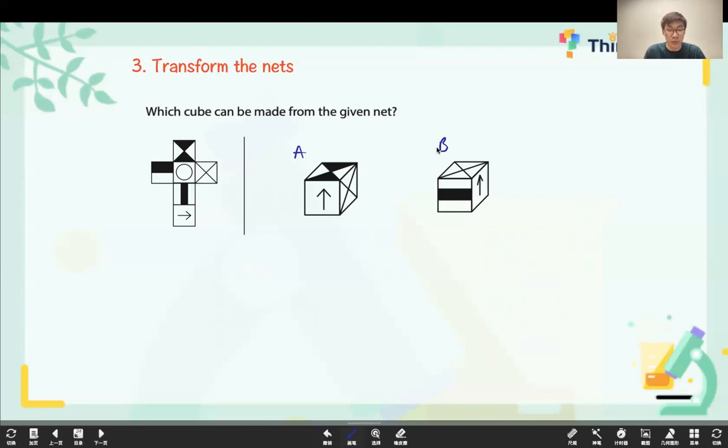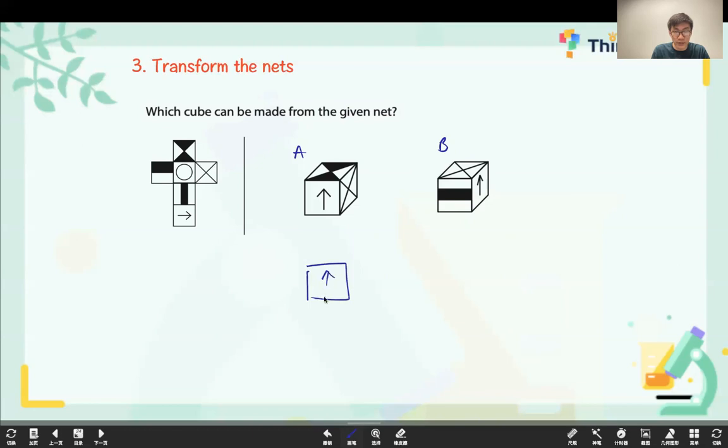Are any faces opposite? So bow tie is opposite to the middle bar, so that's not. The circle is opposite to the arrow, and the half filled in is opposite to the cross. So they are all okay. So A and B cannot be eliminated simply by using methods 1 and 2. So what should we do then? Well, let's open it up and see if we can find it.